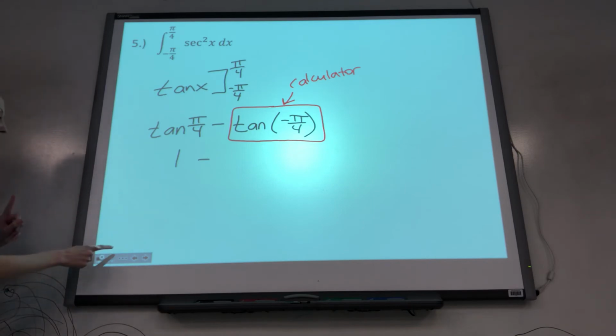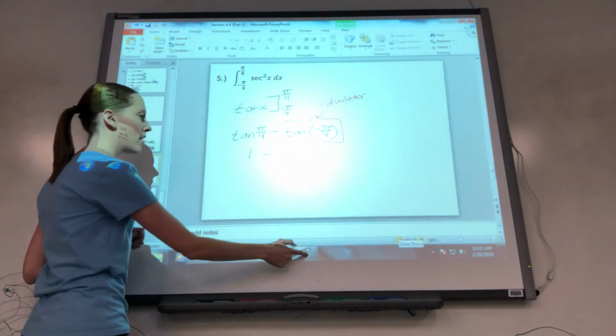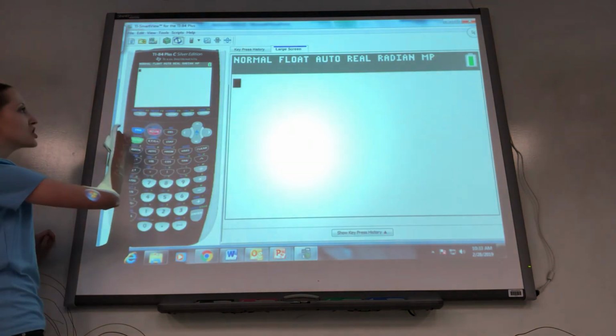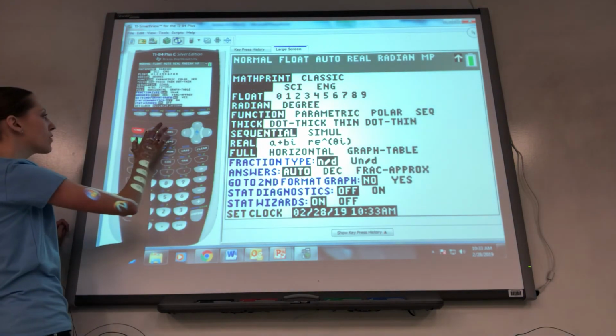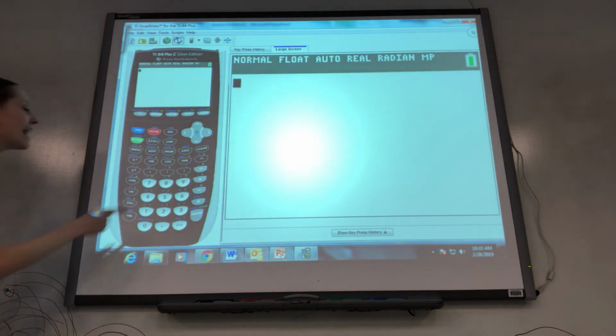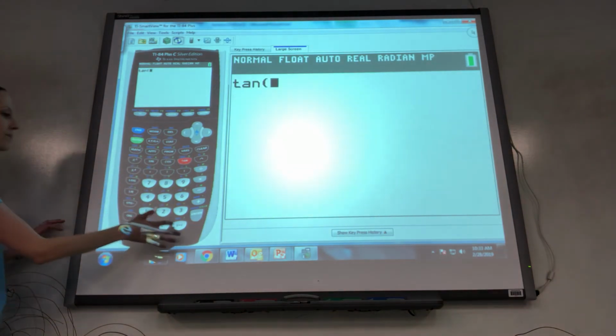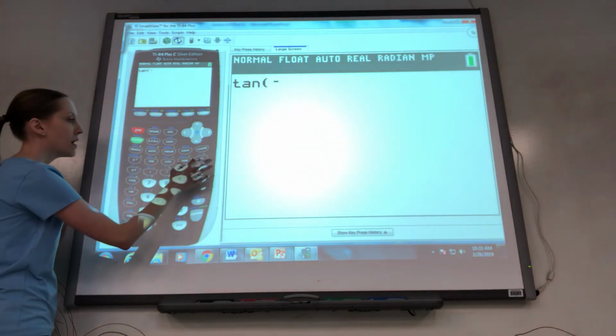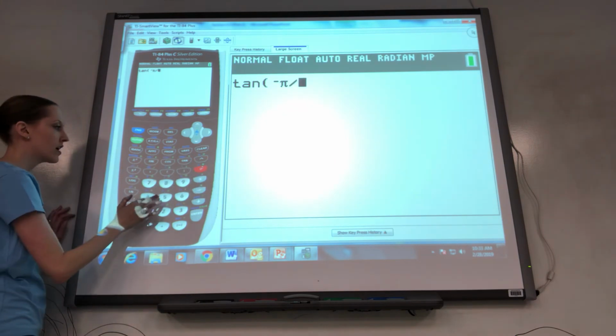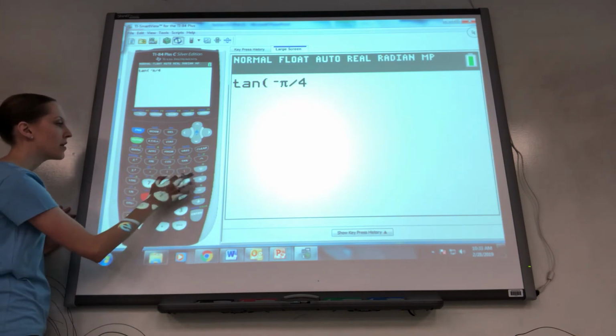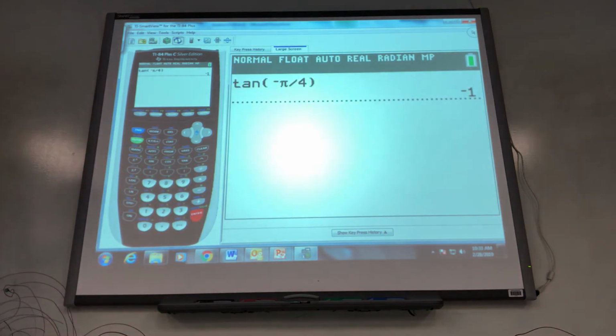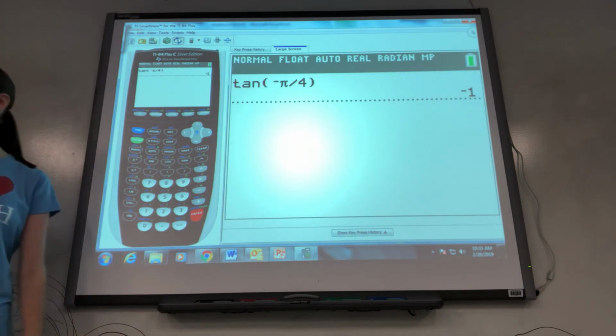Make sure you are in radian mode. I don't know, so I'm going to check. Oh, says it up there. I am in radians, so I'm good. And I just need tangent of negative pi over 4. Probably don't have to end those parentheses there, but that is negative 1.